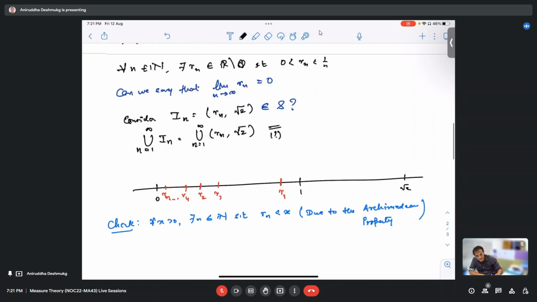Now with this observation, can you tell me what is this union of (Rn, root 2)? It is (0, root 2). Why is this so? Because negative numbers cannot be there, since no negative number is inside any of these intervals. Numbers bigger than root 2 cannot be there because they are not in any of these intervals. And due to this claim, every positive number between 0 and root 2 is inside at least one of these intervals. So this is exactly equal to (0, root 2).